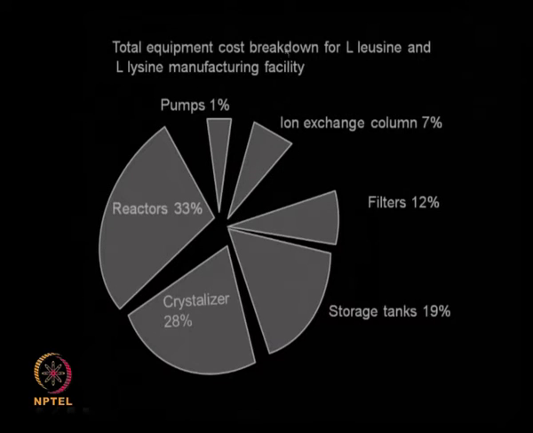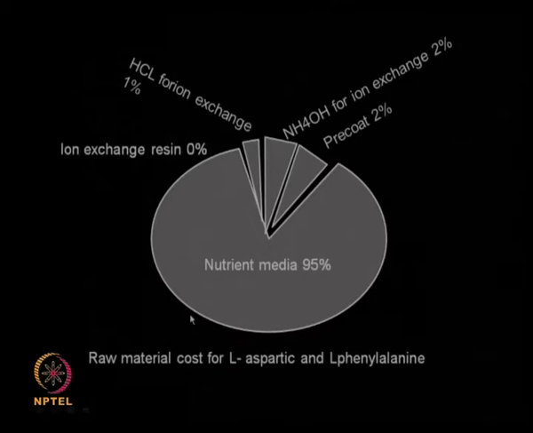The total equipment cost in the manufacture of L-leucine and L-lysine, 3% is because of the reactors. So if you can bring down the reactor size, you can reduce the number of reactors, obviously you can impact here. And then again 28% is the crystallizers, 19% is the storage, 12% is the filters and 7% is the ion exchange. So one can look at how to reduce the size of the filters, how to reduce the size of the storage tank, and how to reduce the size of the crystallizers.